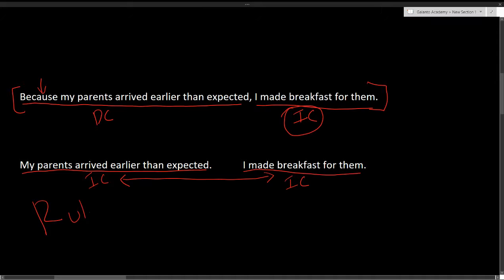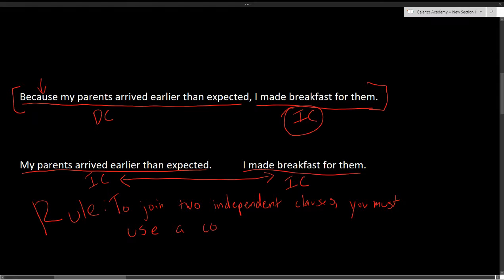So our rule here is to join two independent clauses you must use a comma and a conjunction. And it's really important that we have both of those in there. So a comma and, we'll put in the full name, a coordinating conjunction.